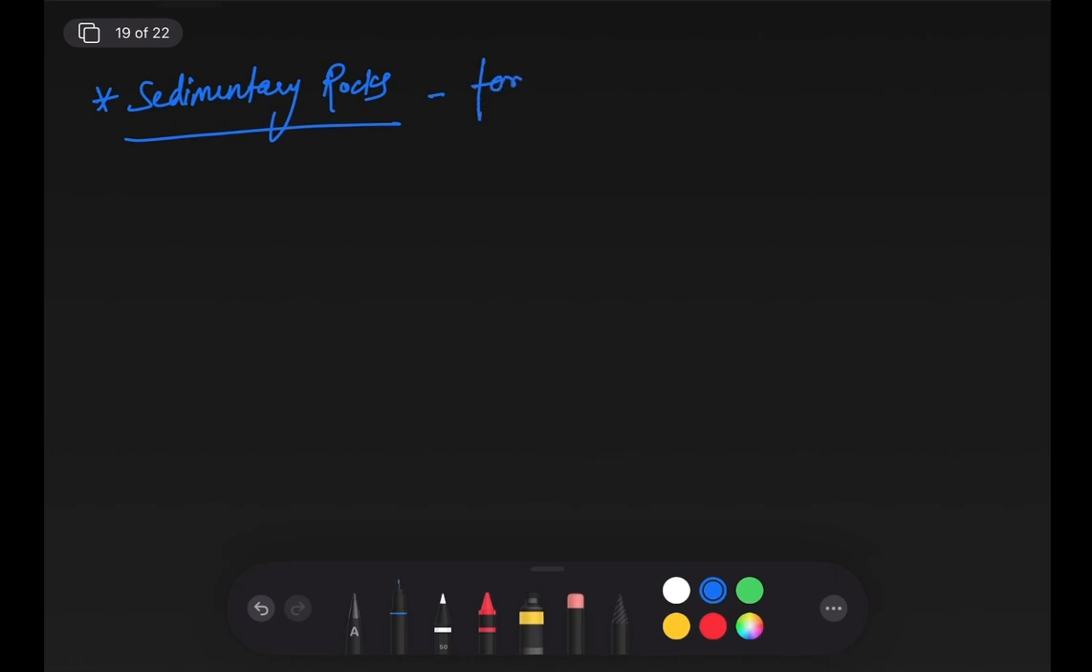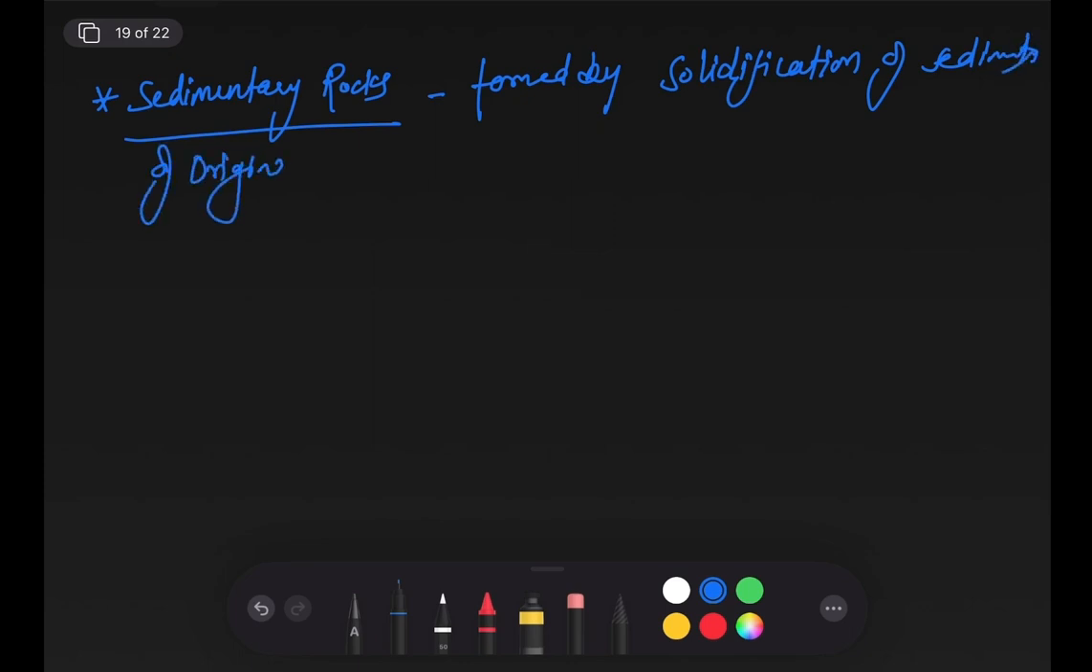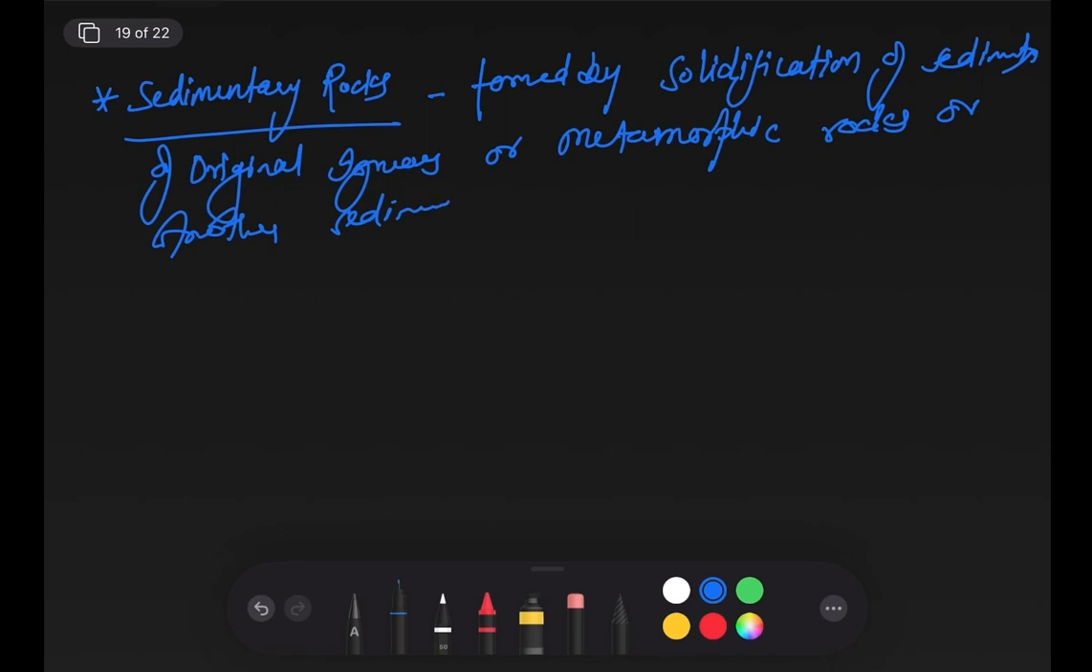Sedimentary rocks are formed by solidification of sediments of original igneous or metamorphic rock, or another sedimentary rock. Examples are sandstone, limestone, clay, chalk, gypsum. These are basically the sedimentary rocks.